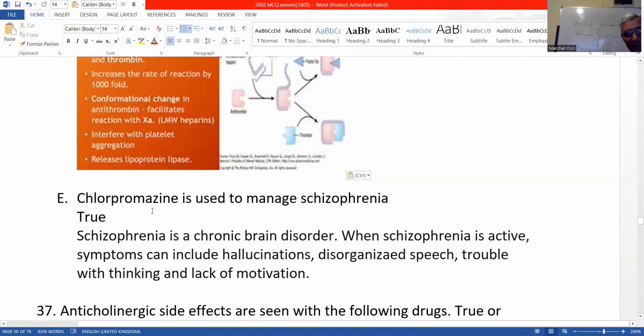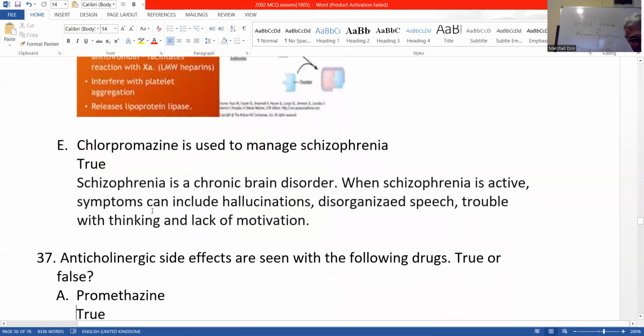Chlorpromazine is used to manage schizophrenia. That is true. Schizophrenia patients are very violent and difficult to control. They lack motivation, and they have trouble thinking.